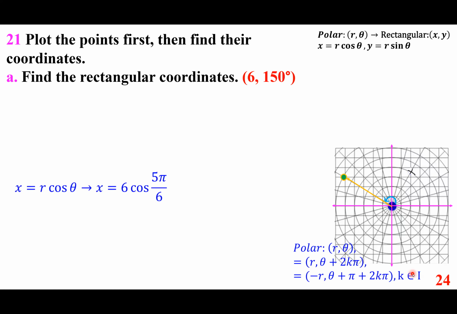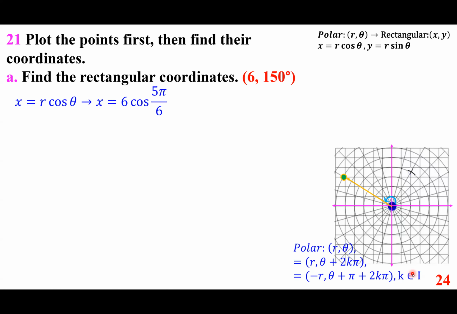And so x equals r cosine theta. So 6 times cosine of 5 pi over 6, as you know. 5 pi over 6 and 150. On purpose, I want to go back and forth. I want to remind you 150 degrees is the same as 5 pi over 6. And as you know, it's the same as pi over 6 in the second quadrant makes it negative. So cosine of pi over 6 is square root of 3 over 2. But in the second quadrant is negative, negative square root of 3 over 2. And that gives us negative 3 square root of 3.